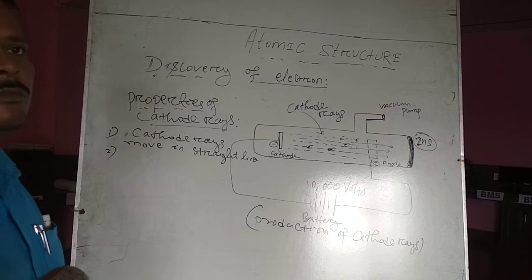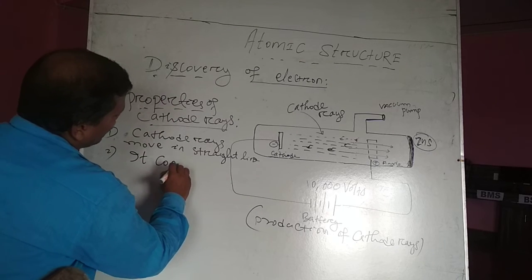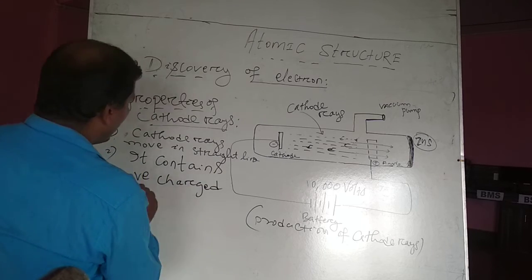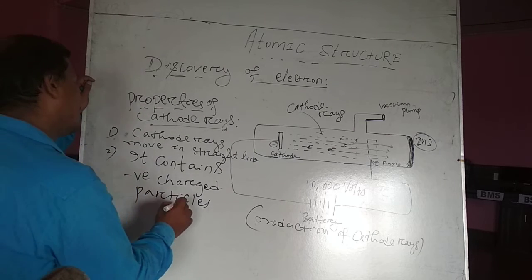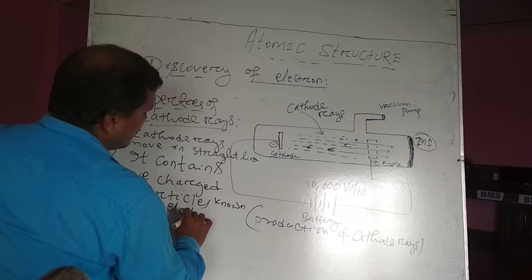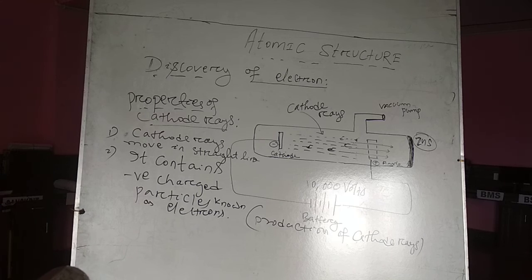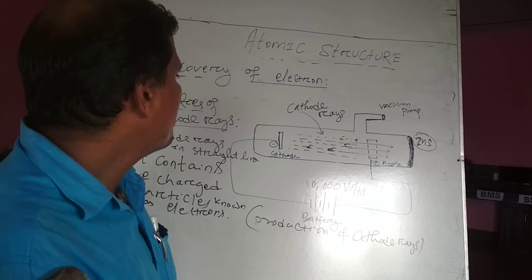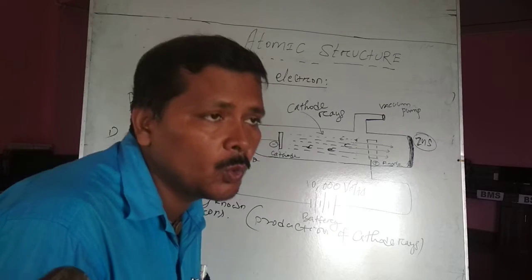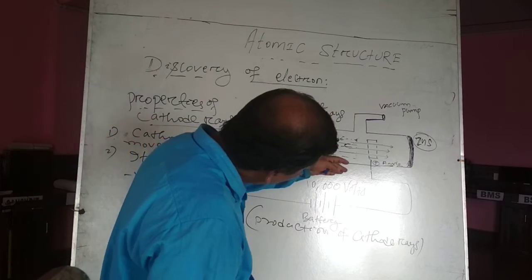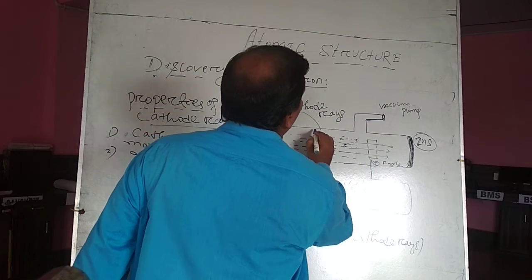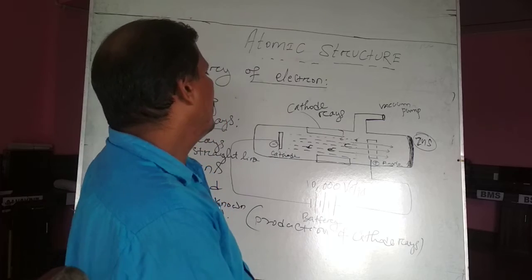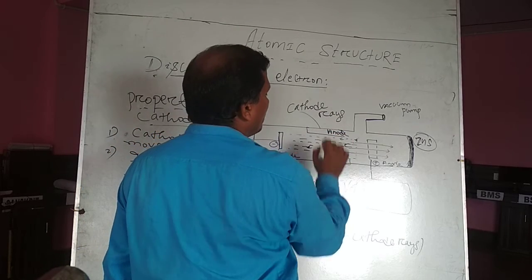Number two, it contains negatively charged particles known as electrons. How was it confirmed? Now, when these rays were subjected to an externally applied electric field, suppose we are applying one electric field here. Say for example, I am taking an anode plate here, I am taking a cathode plate here.